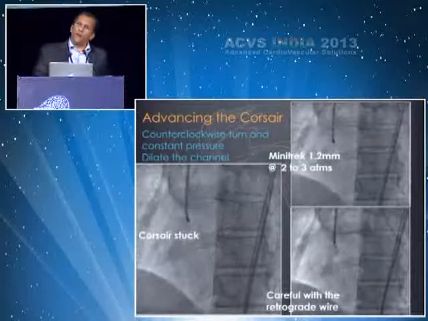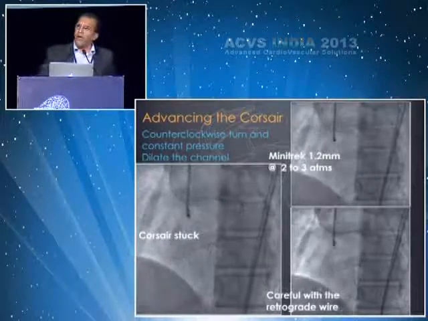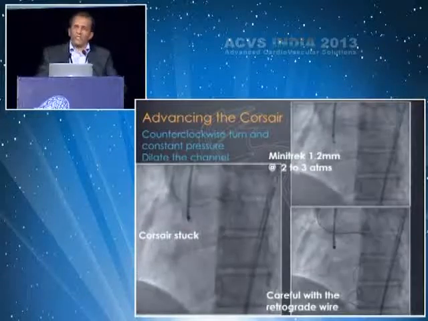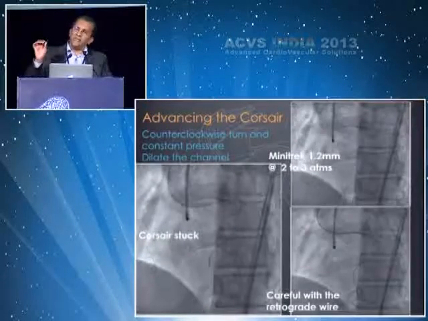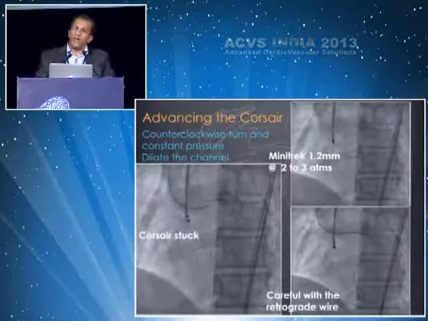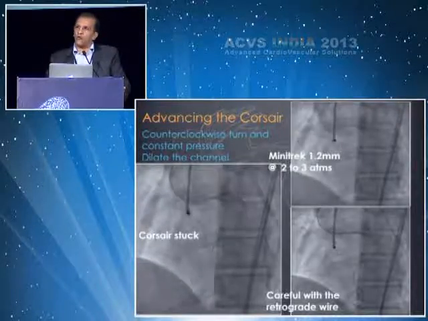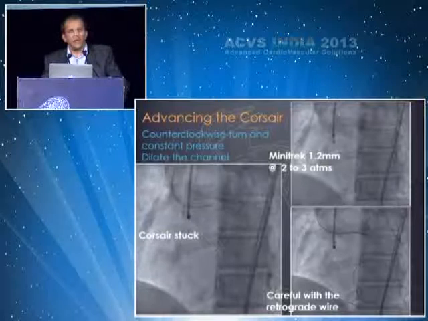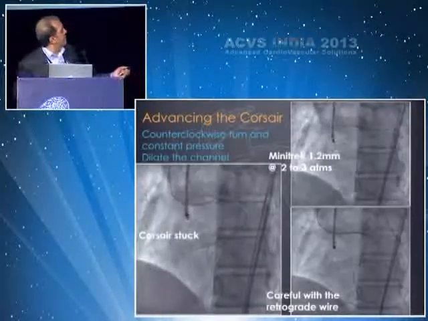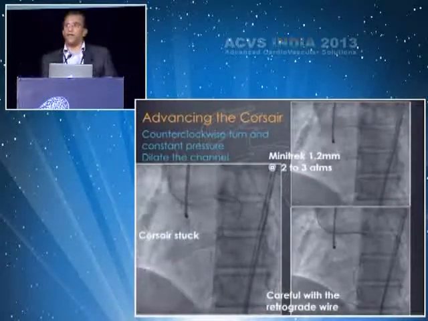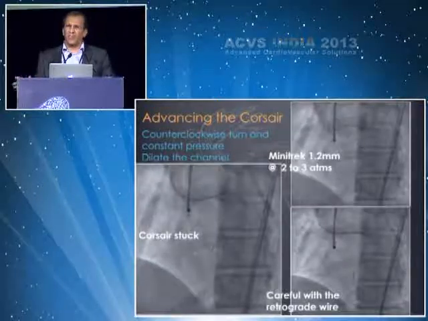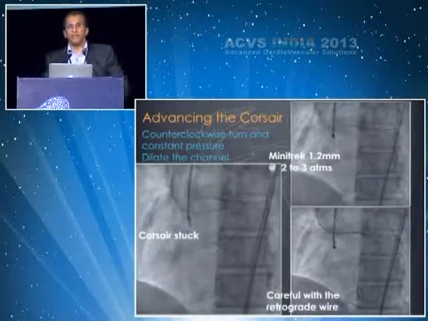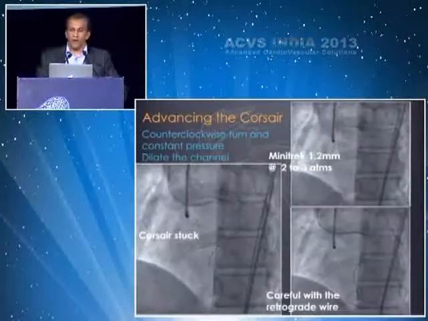Advancing the Corsair. So you got the wire into the collateral channel, you got the wire into the distal. The next thing is to advance your Corsair. The Corsair advances with a firm, gentle pressure and a counterclockwise movement at the same time. But many a time, you will see, as in this particular case here, the Corsair was stuck midway in the septum, and this is particularly true when you go into elderly people. There must be some amount of calcium and some amount of tortuosity which the Corsair cannot accomplish.